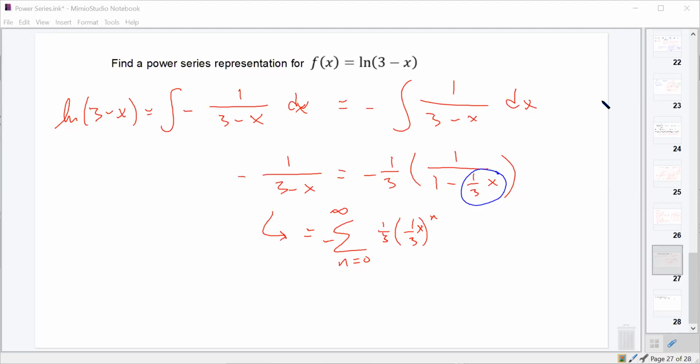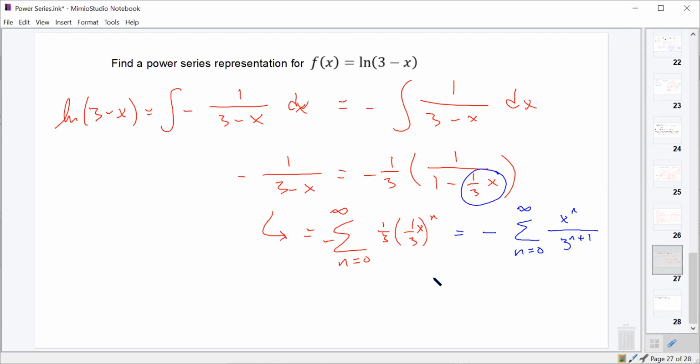Okay, so now what we've got here is the opposite of the sum from n equals 0 to infinity of x to the n in my numerator. But what do I have in my denominator? I've got a 3 times 3 to the n. Well, 3 times 3 to the n should be 3 to the n plus 1. And so we could write the series for the opposite of 1 over 3 minus x as the opposite of the sum of x to the n over 3 to the n plus 1.